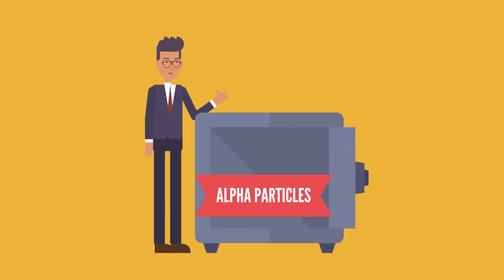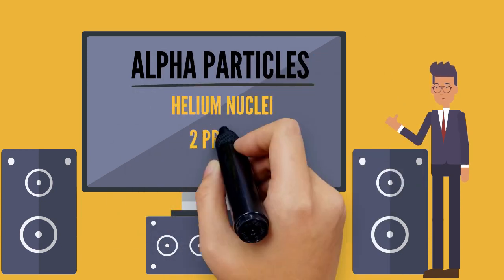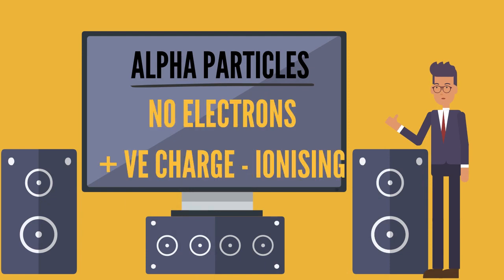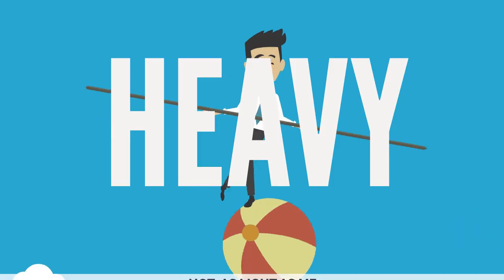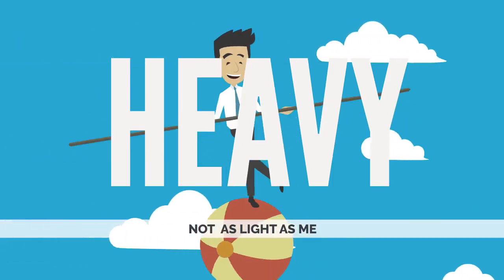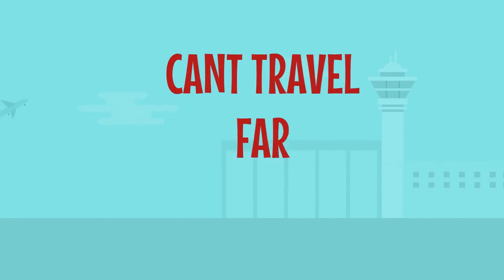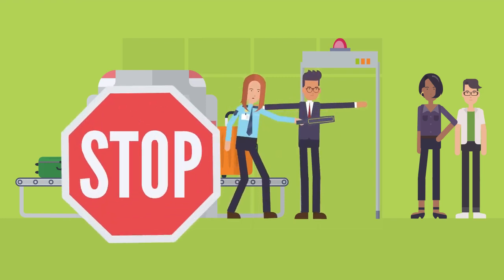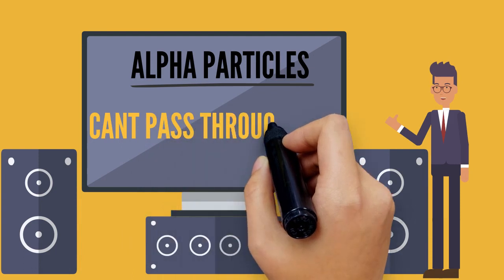Now, alpha particles are basically helium nuclei, so 2 protons and 2 neutrons. Because they don't have any electrons, their positive charge makes them highly ionizing, by which we mean they easily remove electrons from other species. And they're really quite heavy, so they don't travel very far and aren't very penetrating, by which I mean they don't pass through things. They're absorbed by a few centimeters of air or stopped by a piece of paper. This means that they can't pass through your skin or your outer tissues.